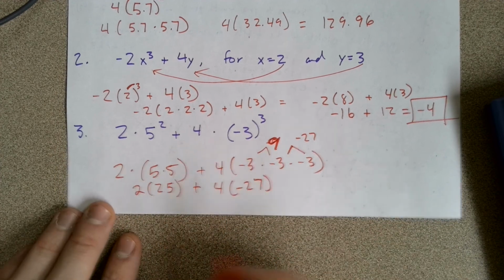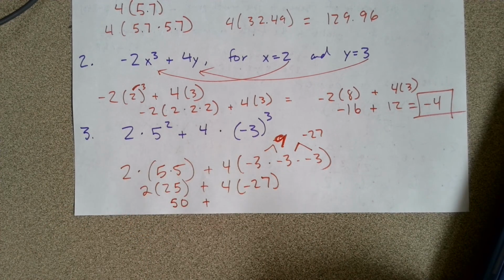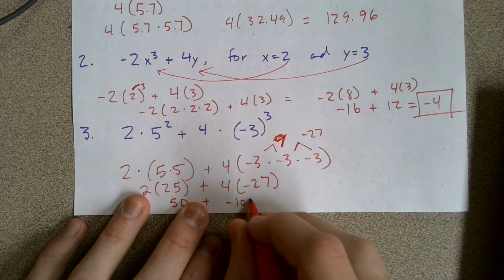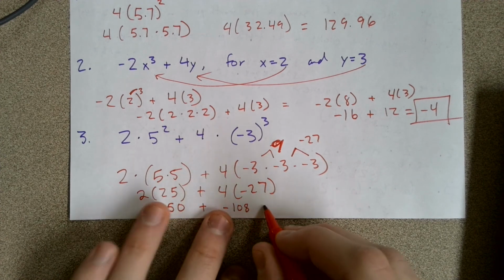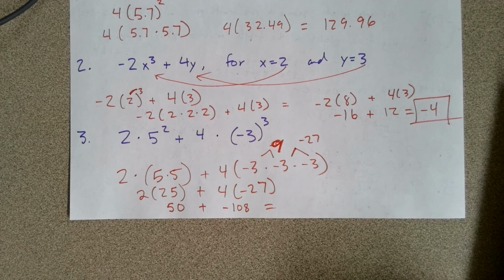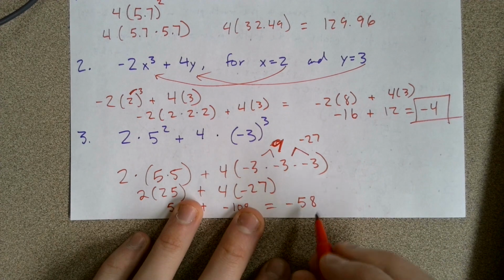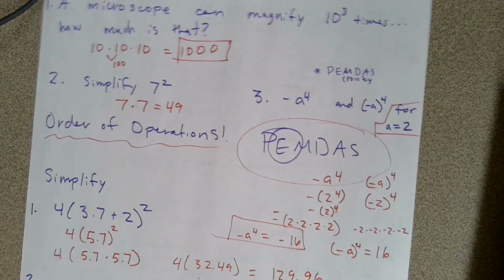Our last step, hit that multiplication. This one's going to be 50 plus, let's see, 4 times negative 27 is going to be negative 108. 50 plus a negative. I have more negatives than positives. I know this is going to be a negative number. Negative 58 should be your answer there. Follow those PEMDAS steps.